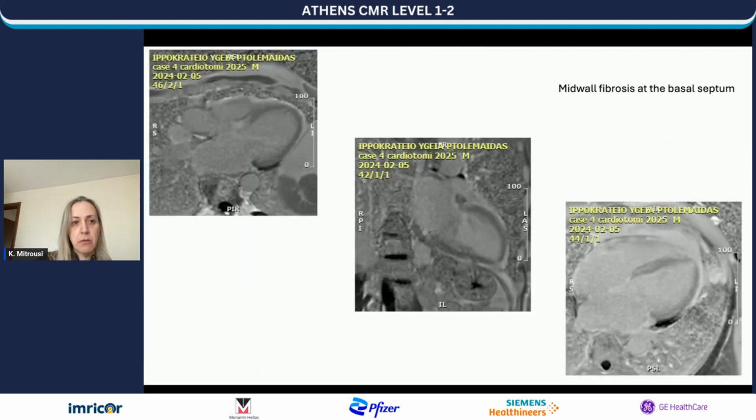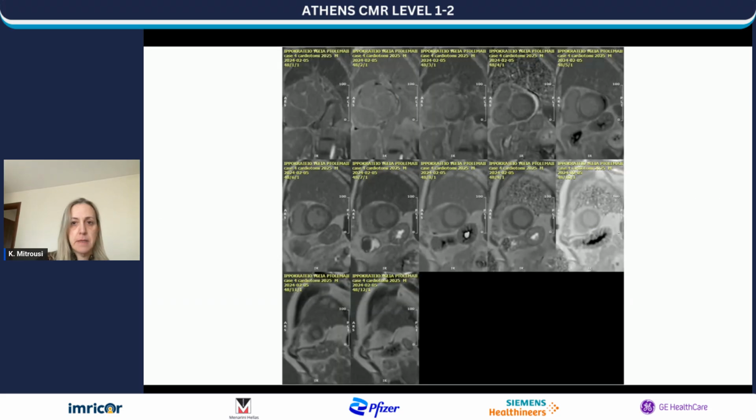After providing gadolinium, one can appreciate mid-wall fibrosis at the basal septum. And here is the stack of the late gadolinium enhancement images.